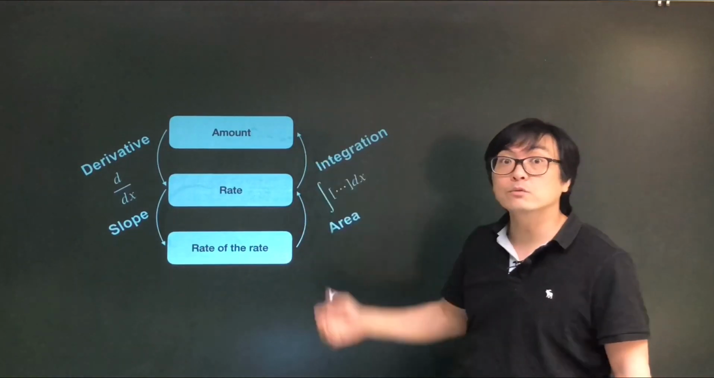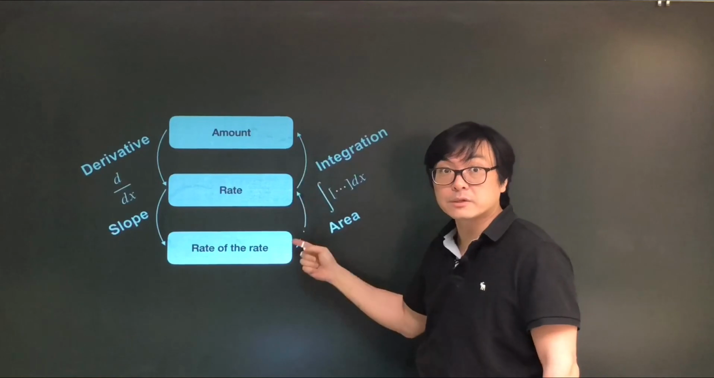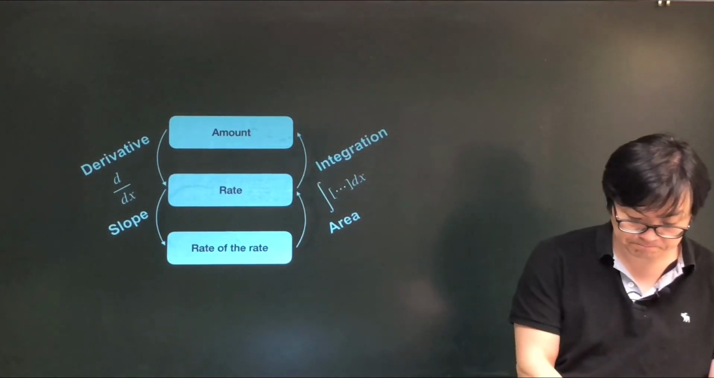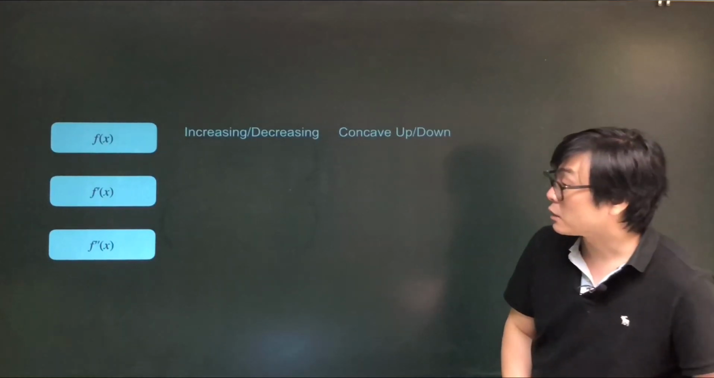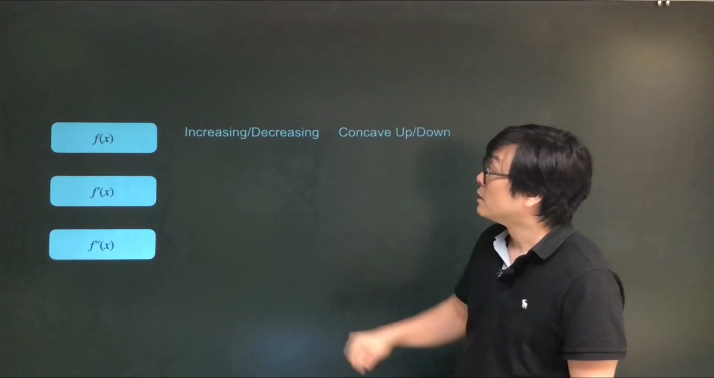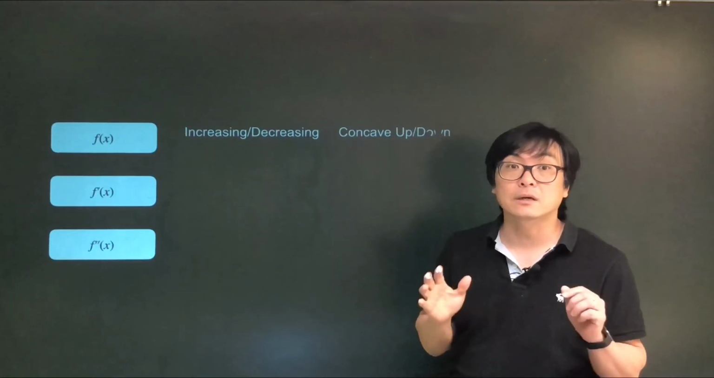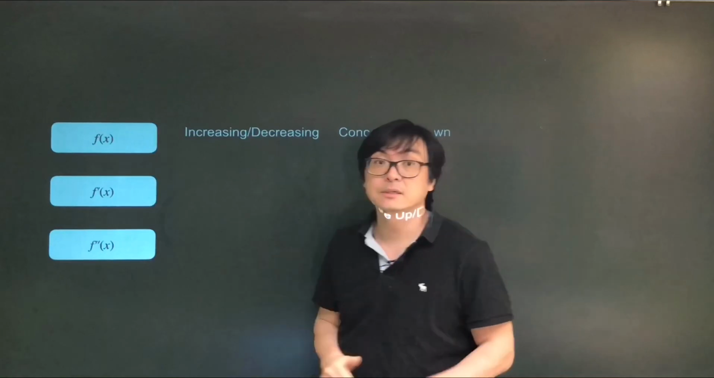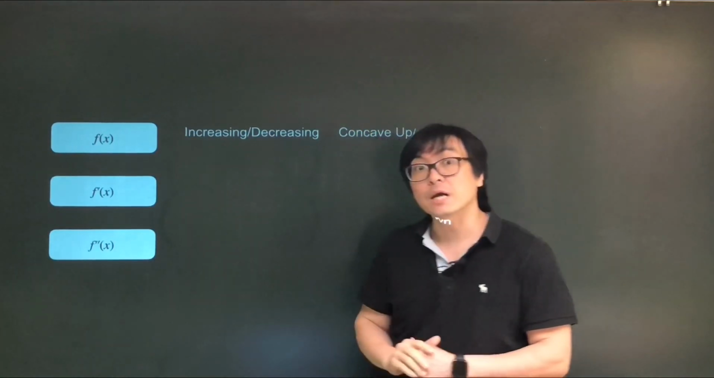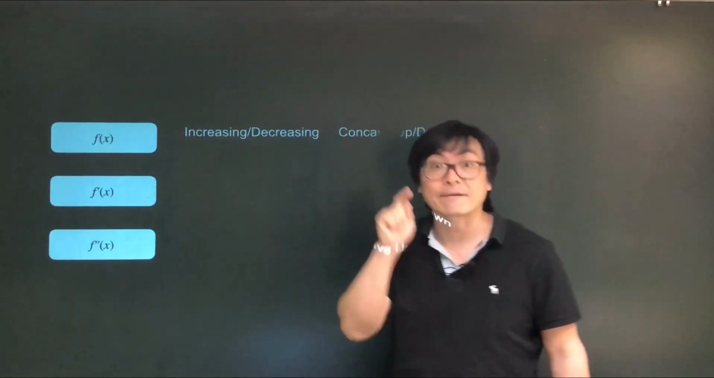Depending on which one is given, you may need to go upstairs or downstairs, either up or down as well. So what do these sets tell us? If you have three sets of functions, these are for this f of x. These two, f prime and f double prime, are paired to get the information about f of x.